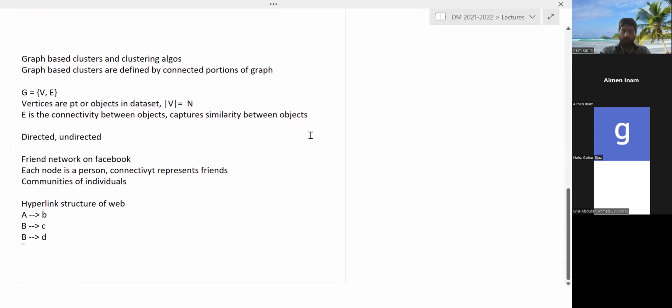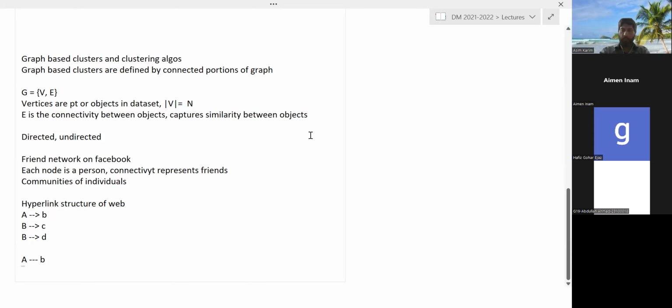Okay. And of course, you can get natural graphs from many data sets. So I just gave you 2 examples. One example was, of course, for the web pages. The other was from Facebook, let's say. So in that case, let's say you have A and let's say B are friends.